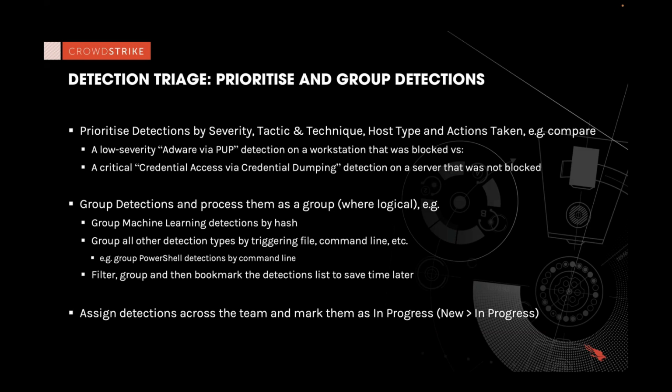For example, machine learning detections are raised at execution time before the process has performed any actions, and as such, it is appropriate to group machine learning detections by hash, as once you've reviewed one detection for each hash, you can likely apply the same judgment, the same follow-up actions, and the same tag, true positive, false positive, etc., to all of the machine learning detections for that hash. Contrast this with detections for PowerShell, where grouping by command line is the most sensible approach to take.